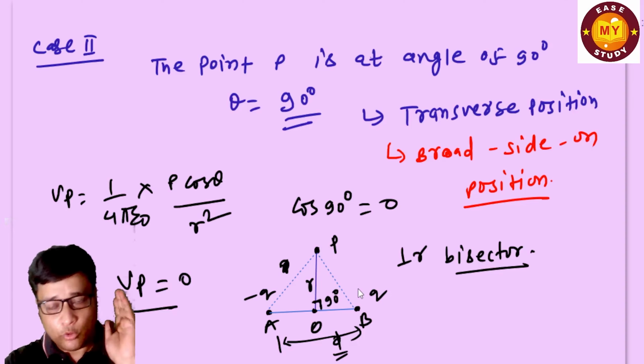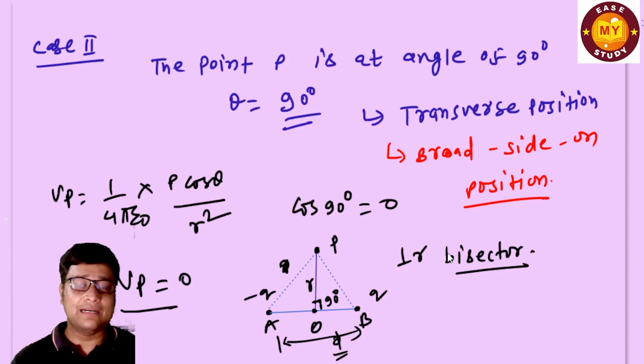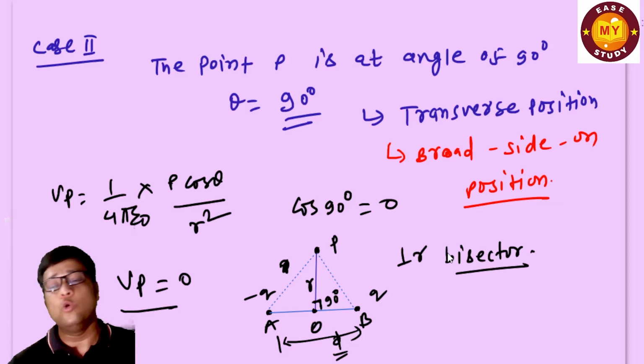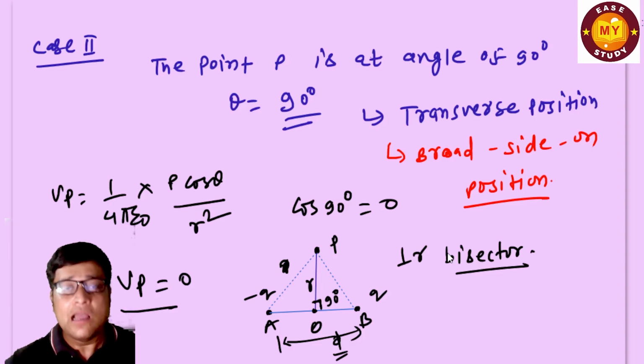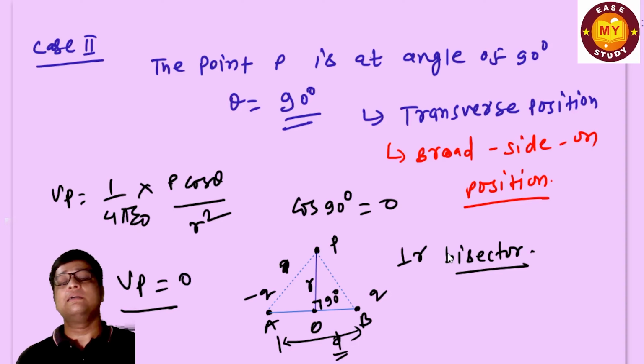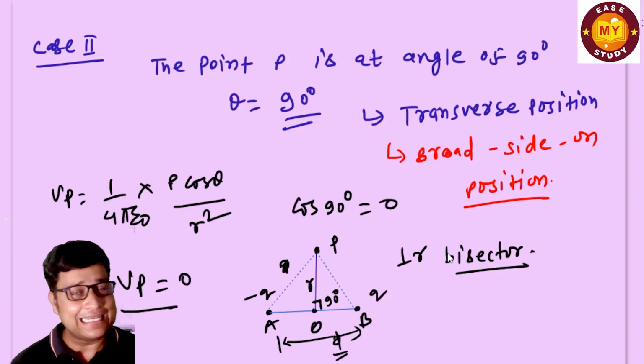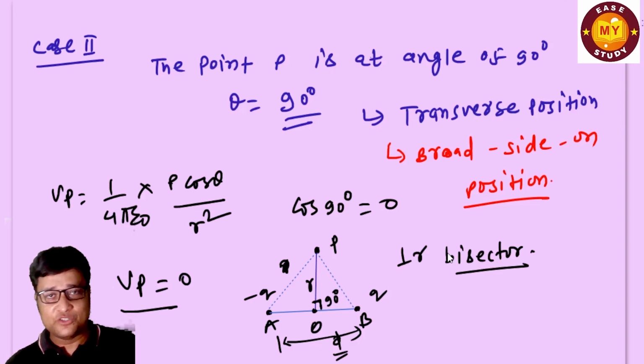So I hope in this class, you have understood the electric potential due to an electric dipole at a point P, which is situated at r at an angle theta, and also two special cases: for the end on position when theta is 0 degree, and for the broadside on position when theta is 90 degree. So see you in the next class, guys.